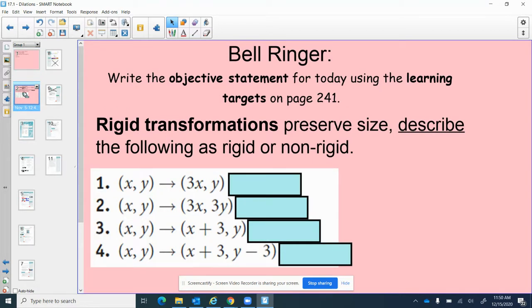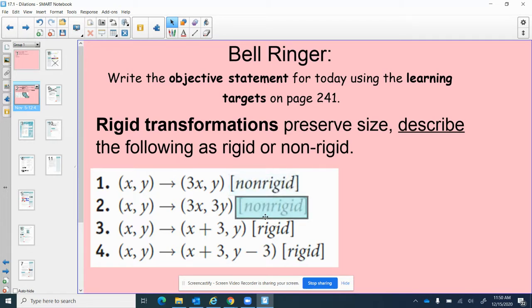So on page 241, we start talking about dilations. And what I want to bring to your attention before we talk about dilations is the idea of rigid transformations. Remember from earlier this year, rigid transformations preserve the size and the shape of your figure. And we said that the function rule that would describe them would involve just addition and subtraction. So these two would be examples of rigid motions. However, if there's multiplication or division involved, they are non-rigid.